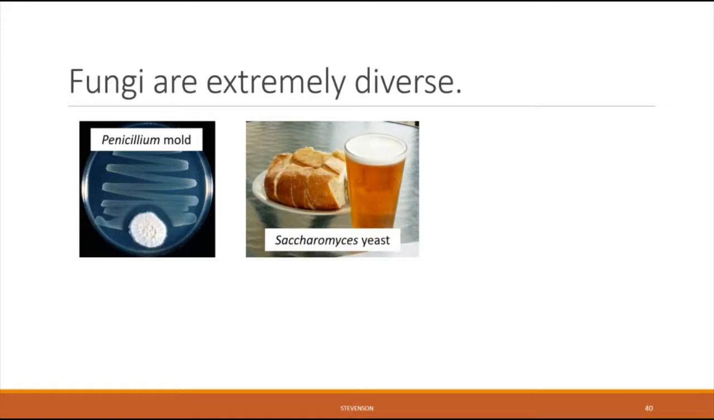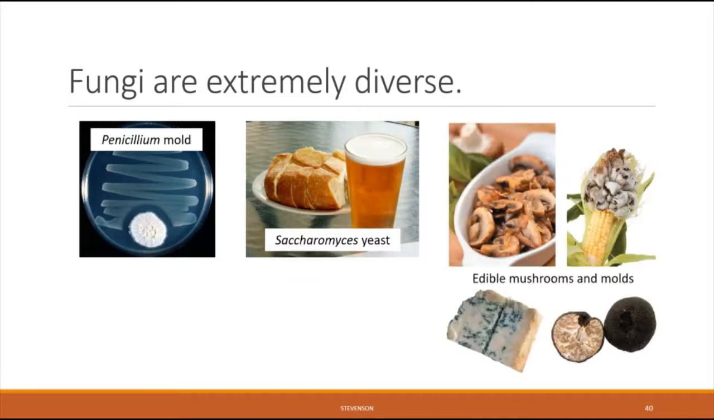Another type of fungus is the Saccharomyces yeast that we just saw in the previous slide. Extremely important for baking and brewing. There would be no alcoholic beverages that we know of in the United States if Saccharomyces yeast wasn't at our disposal for making that happen.